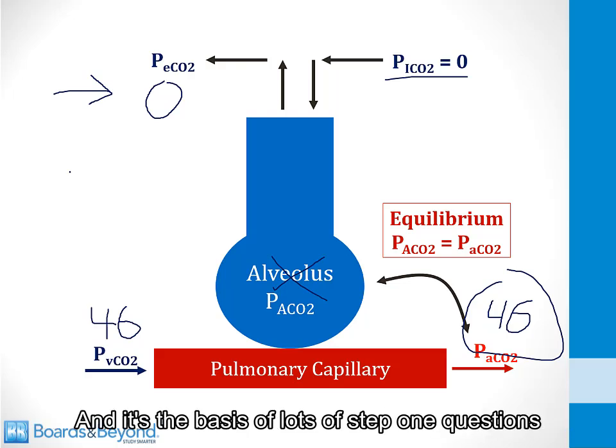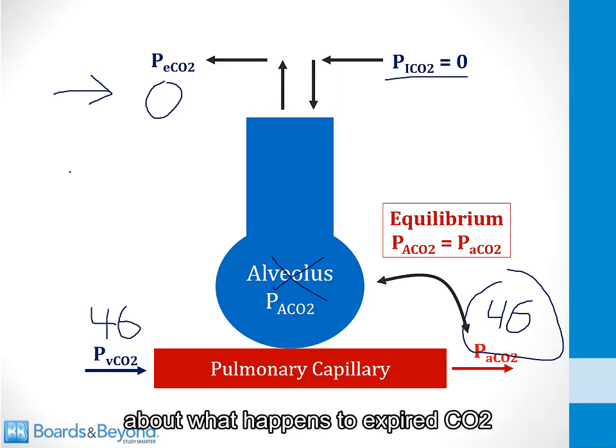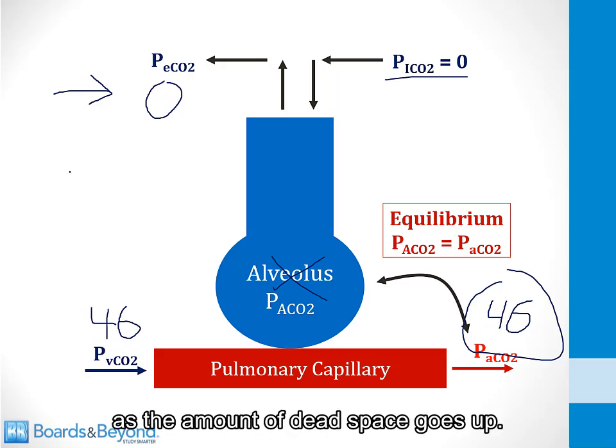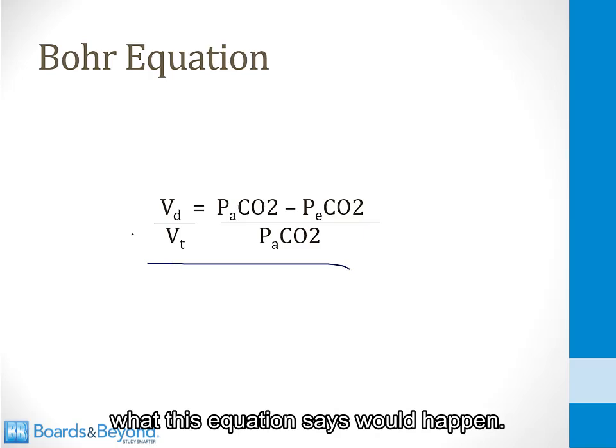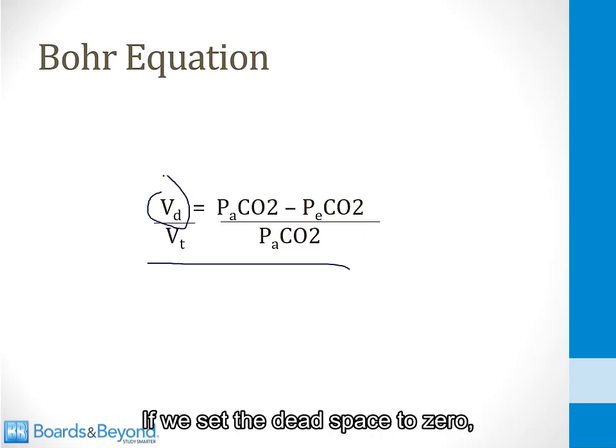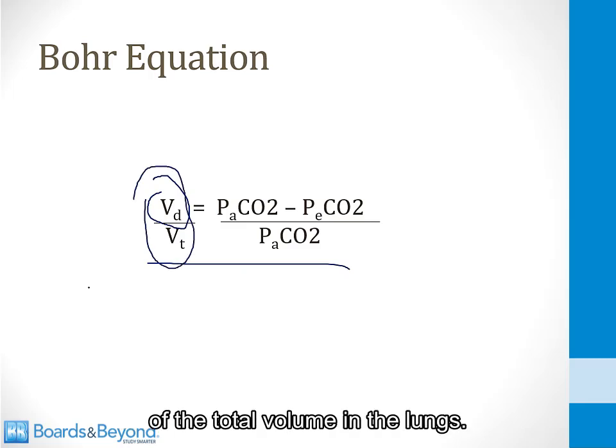It's the basis of lots of step 1 questions about what happens to expired CO2 as the amount of dead space goes up. So back to the Bohr equation, which is shown on this slide, and now let's talk about what this equation says would happen if we set the dead space to 0 or if we set the dead space to 100% of the total volume in the lungs.